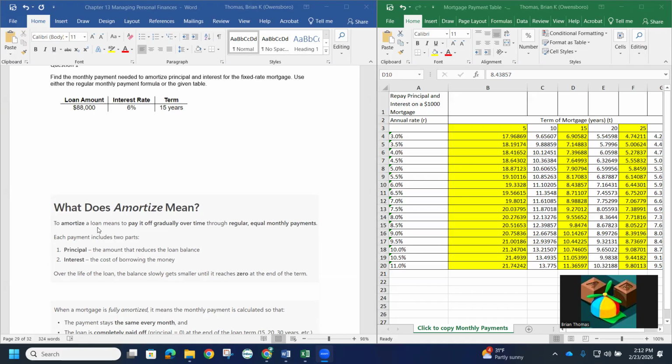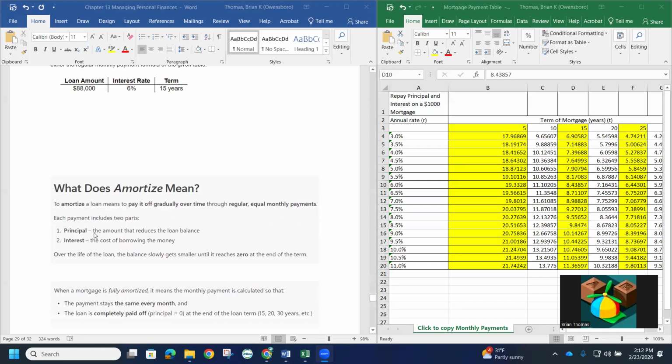To amortize a loan means to pay it off regularly over time through regular equal monthly payments. Each payment is going to include two parts, the principal and the interest. Over the life of the loan, the balance slowly gets smaller until it reaches zero at the end of the term. So our goal is to get to zero. What we pick up, though, is that when you're paying off a mortgage, most of your front end is interest. You don't really start paying off the balance until later.